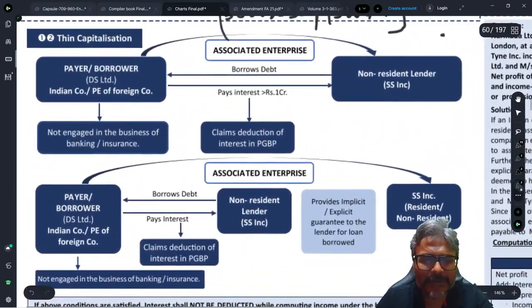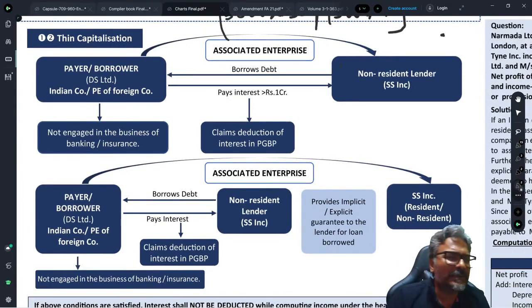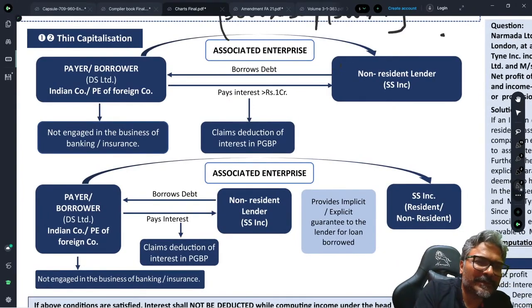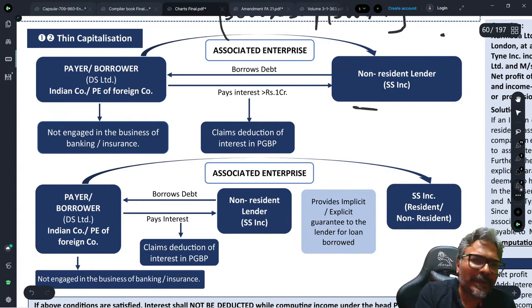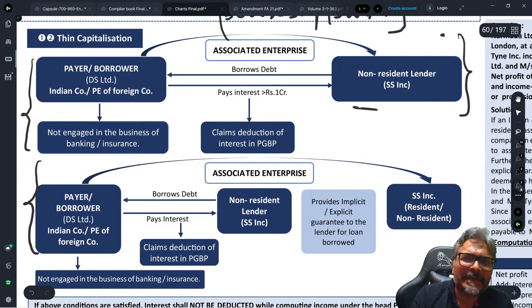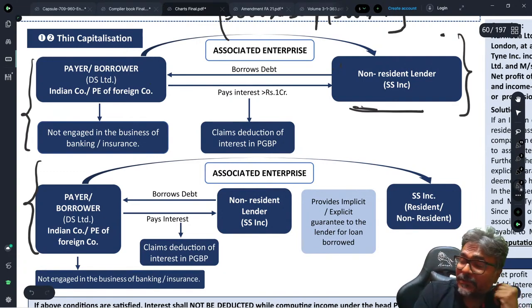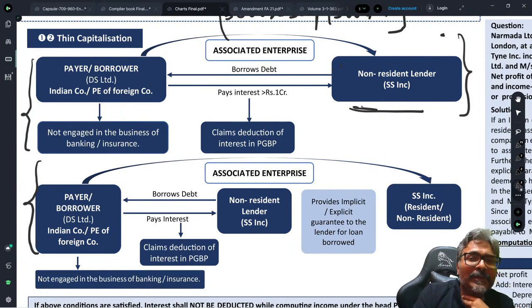Thin capitalization. Always keep in mind two things. There are two cases of applicability, students, of thin capitalization. Case number one, the Indian AE has taken a loan directly from the non-resident AE.